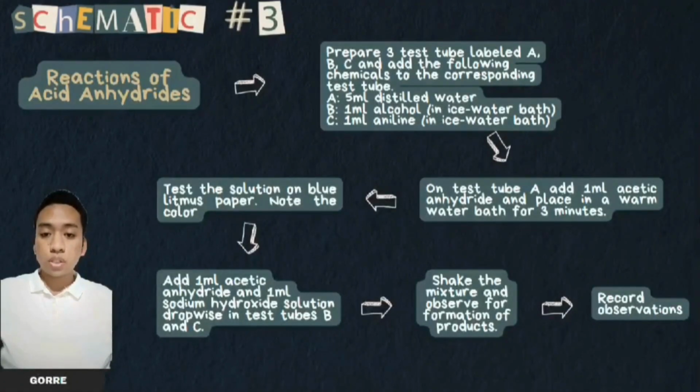Next is to test the solution on blue litmus paper and note the color. Next is to add 1 ml acetic anhydride and 1 ml sodium hydroxide solution dropwise in test tubes B and C. After that is to shake the mixture and observe for the formation of products. And lastly is to record observations.